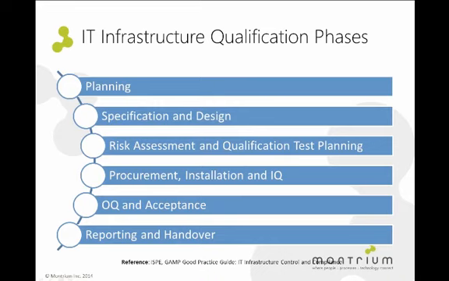The OQ and acceptance phase is where we would perform operational and user acceptance testing to verify that the GxP applications are fit for their intended purpose. And finally, the last phase is the reporting and handover, where we would typically produce the summary reports, which summarize the results of the overall qualification process.